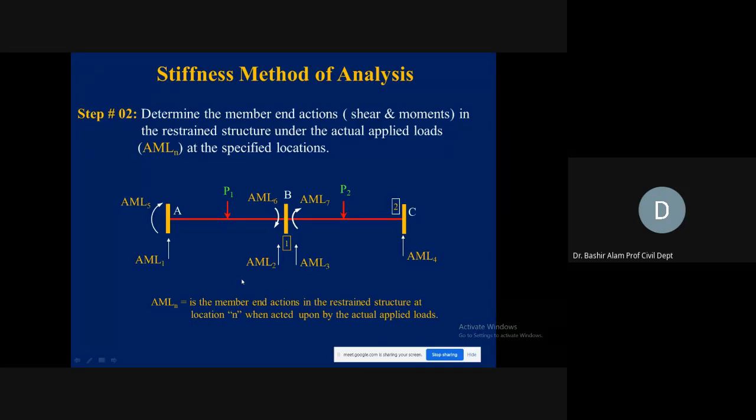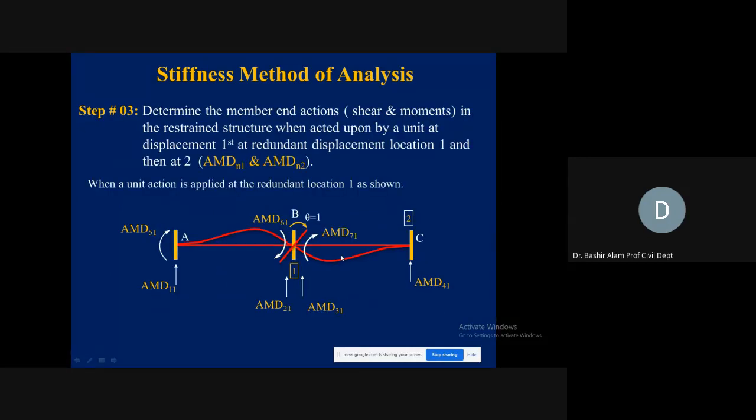So determine the member end actions now, which is shear and moments in the restrained structure under the actually applied loads. This is the actually applied loads now. We need to find from there now AML1, AML2, AML3 as we did in case of the AML in case of the flexibility method. So these are all those corresponding values, corresponding to the AM values.